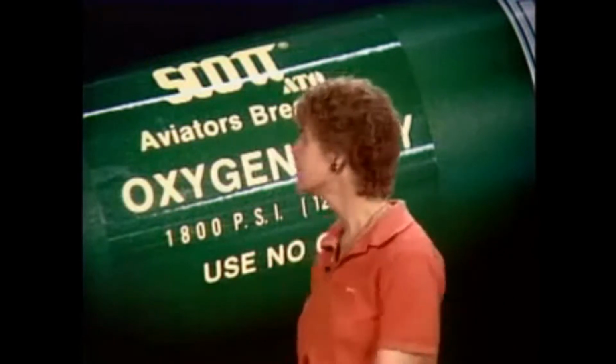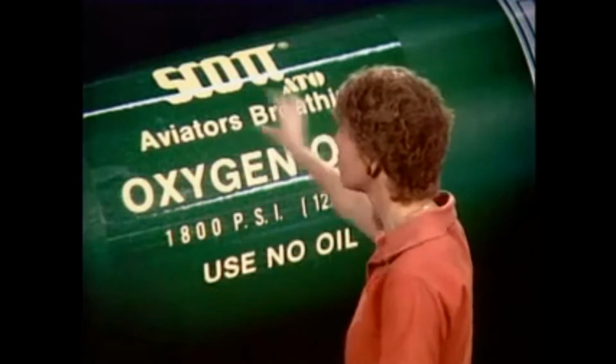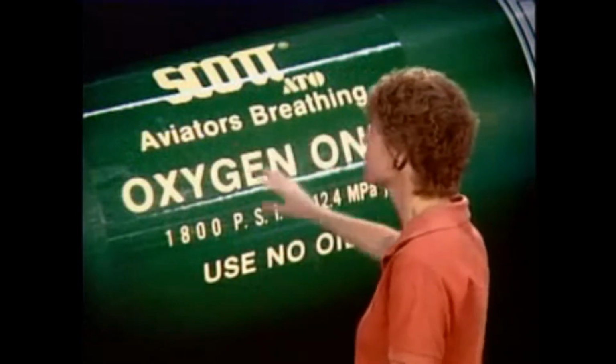High-pressure cylinders, by the way, that do contain oxygen for aviation use can be identified pretty easily because, first of all, they're green, and secondly, they're going to have the words "aviators breathing oxygen" stenciled on them in 1-inch white letters. So they're very recognizable and very identifiable.